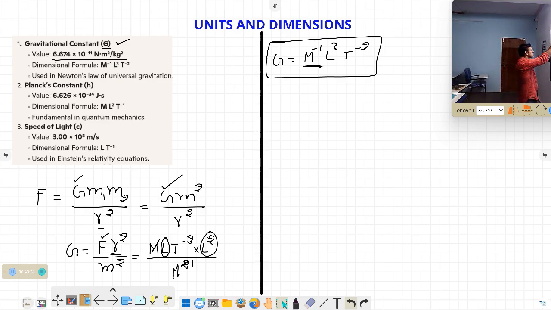So this is the value. The G value is equal to 6.67 into 10 power minus 11.